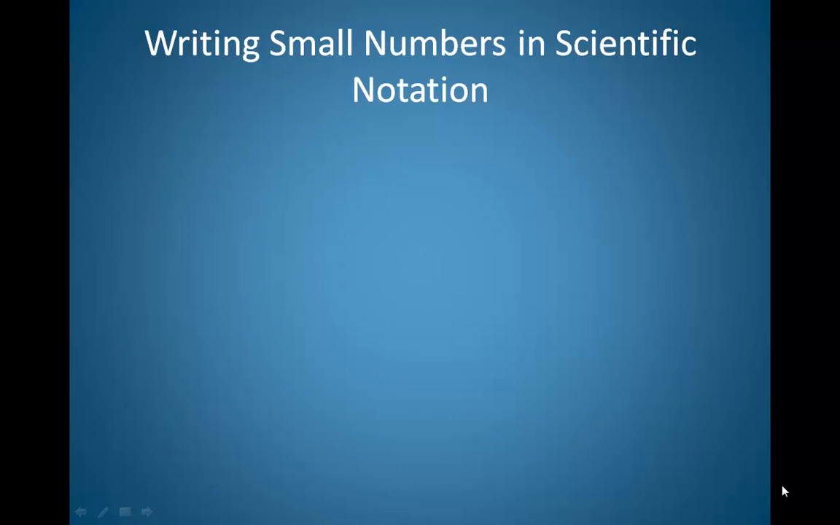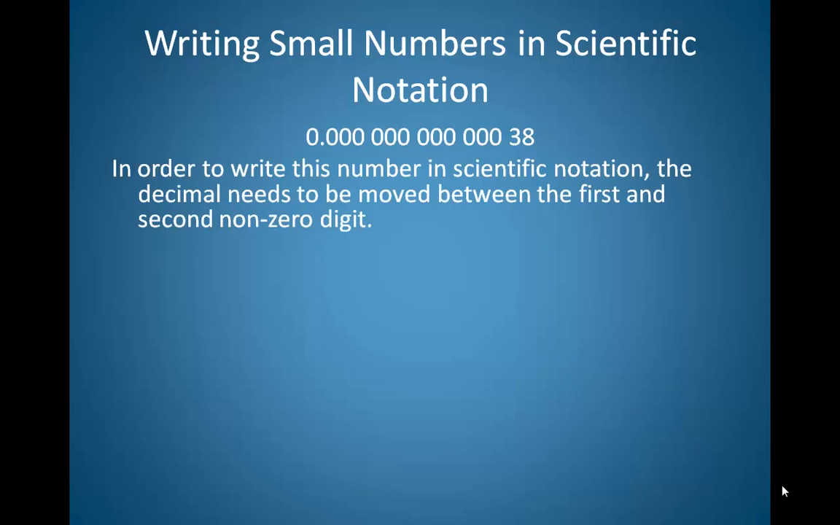Writing small numbers in scientific notation is very similar. Here we've got our small number from before. In order to write this number in scientific notation, the decimal needs to be moved between the first and second non-zero digit. Again, you cannot start a scientific notation number with a 0. Your significand must have a non-zero digit in front of the decimal, and only one. So we take this very small number and we move our decimal right there.